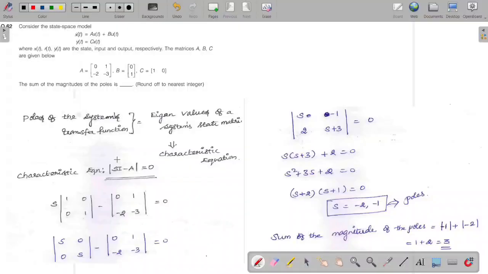In this lecture, I am going to discuss the control system questions asked in GATE 2025 in the Electrical and Electronics Engineering Department. Consider the state space model x dot of t is equal to A x of t plus B u of t and y of t is equal to C x of t, where x of t, u of t and y of t are the state, input and output respectively. The matrices A, B, C are given below. A is equal to [0, 1; -2, -3], B is equal to [0; 1], C is equal to [1, 0]. The sum of the magnitude of the poles is what they have asked.